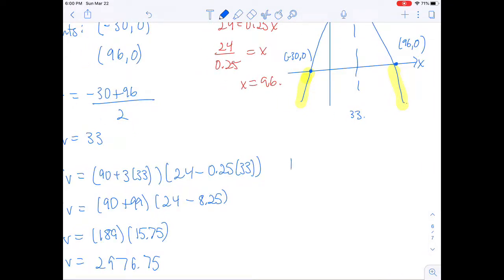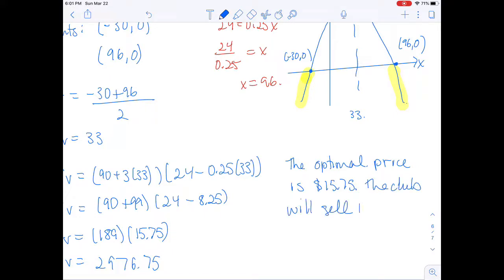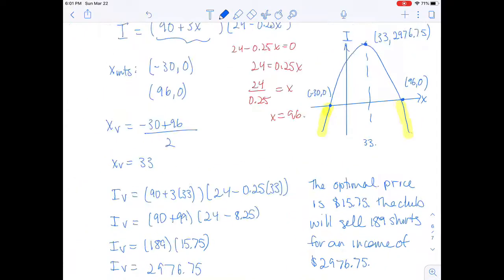So the optimal price is $15.75. The club will sell 189 shirts for an income of $2,976.75.